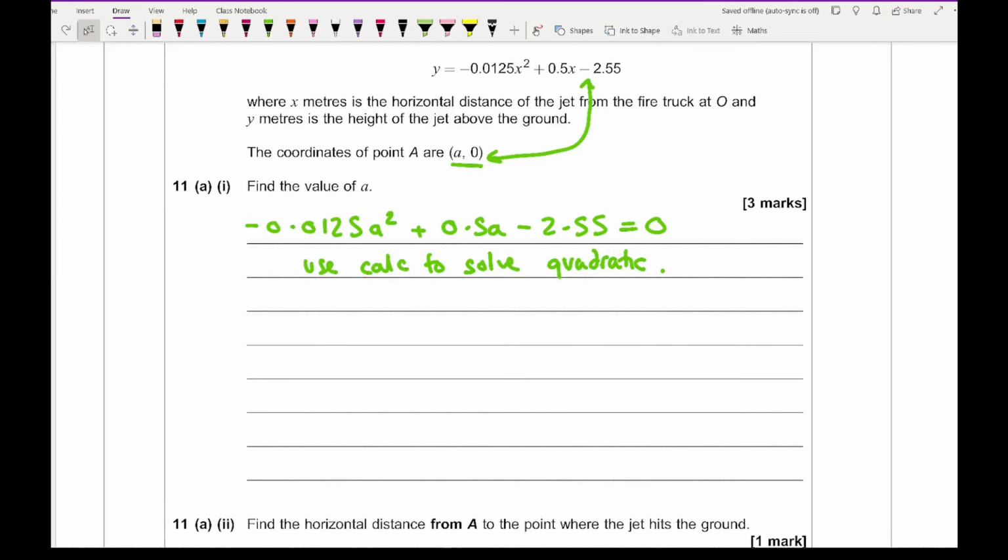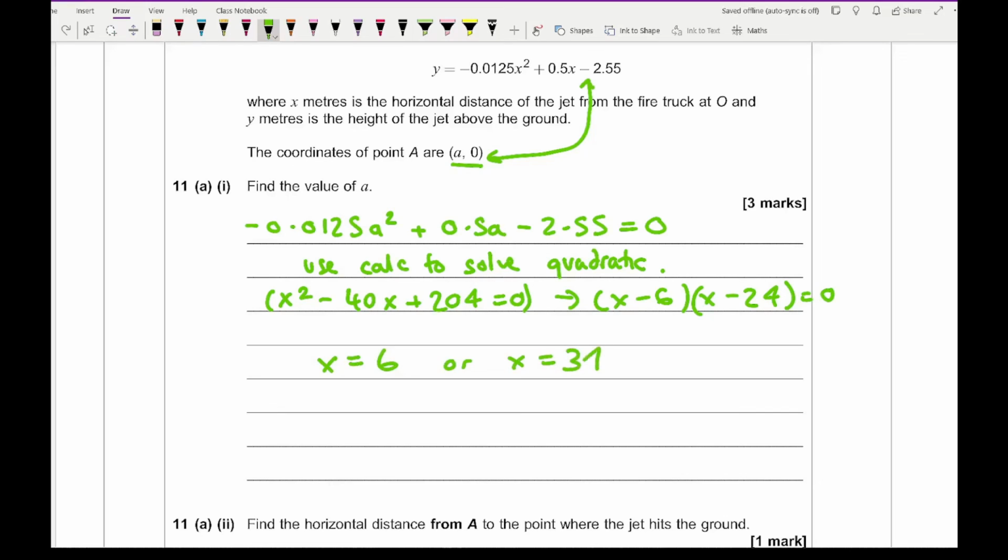Basically, you can recognize that the equation is x squared minus 40x plus 204 equals 0. And that factorizes as (x minus 6)(x minus 34) equals 0. But in other words, we get two x values: x equals 6 or x equals 34.